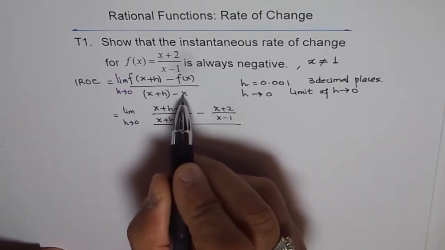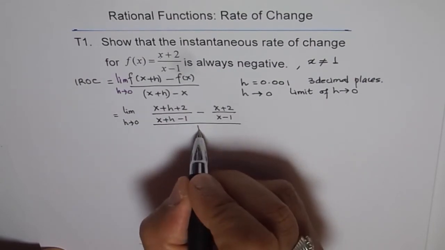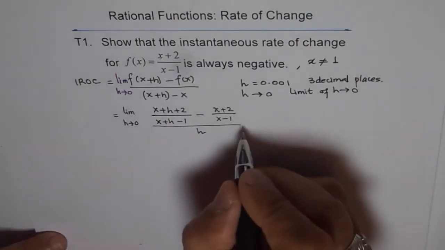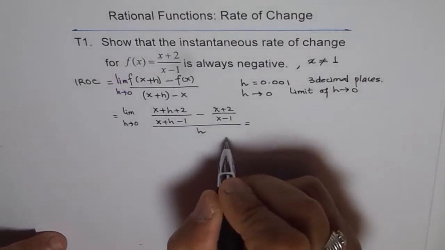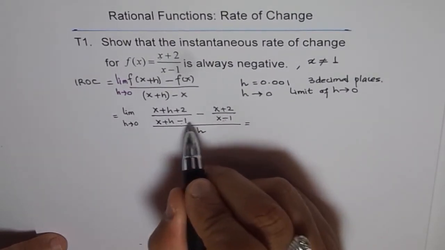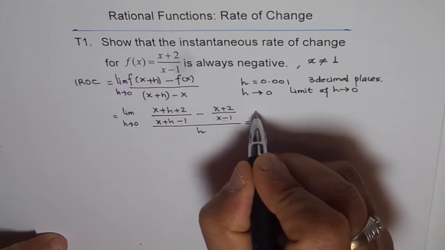So x and x becomes 0, I get h. So I'm writing h. Correct? So that is how I get my expression, right? Now I need to simplify it. To simplify it, I will take common denominator, cross multiply. Do you see that? And then solve it.